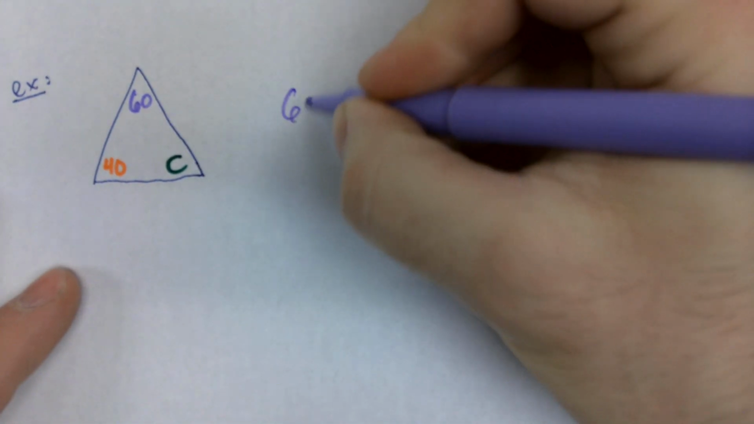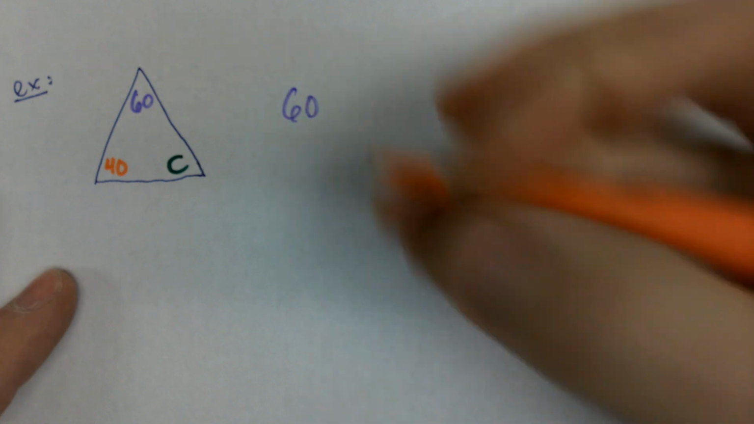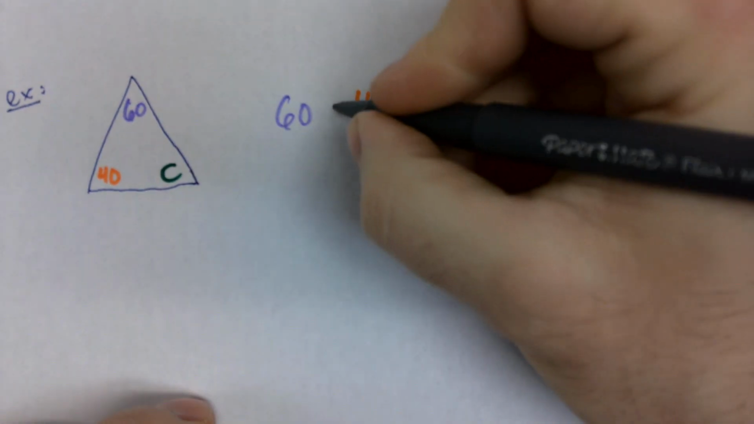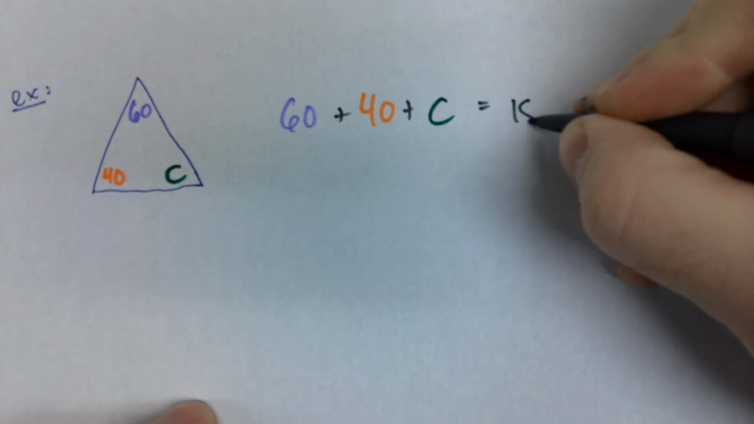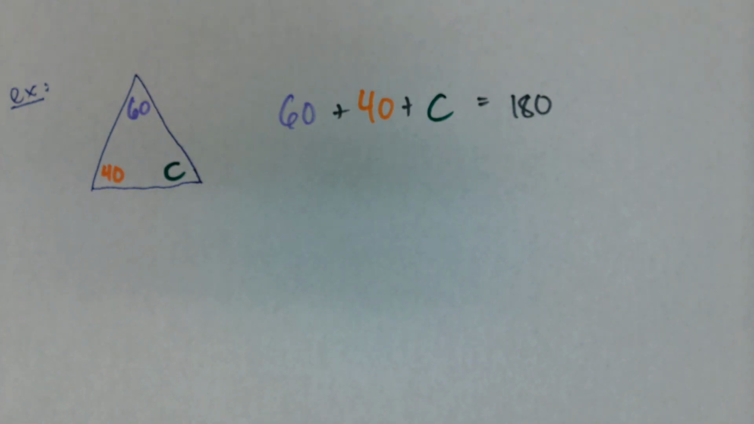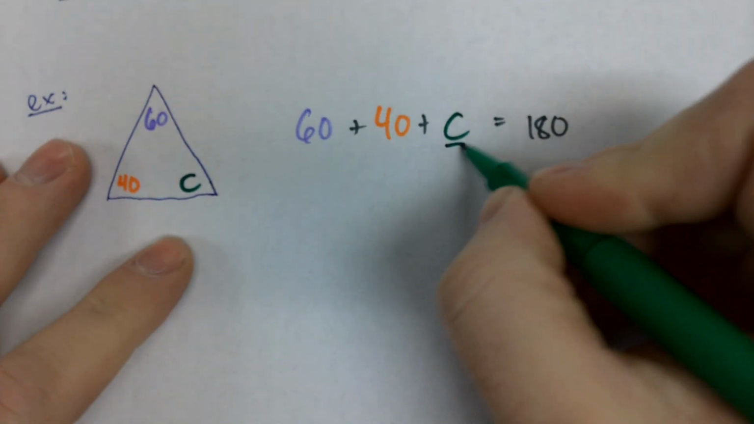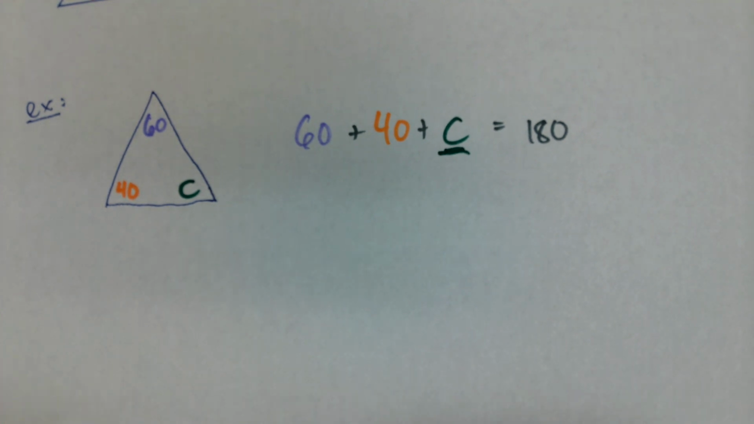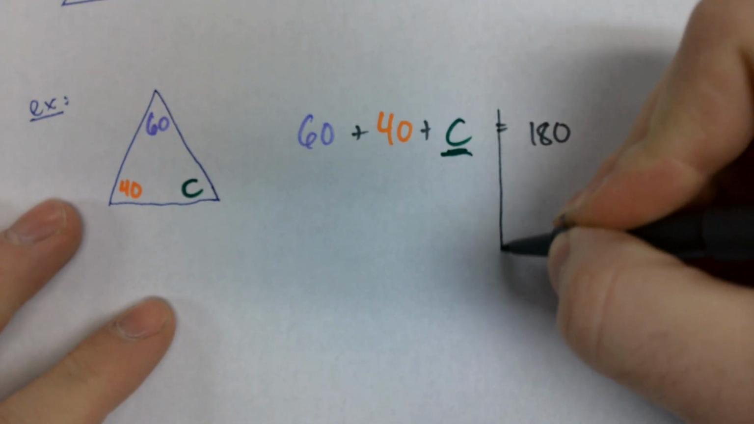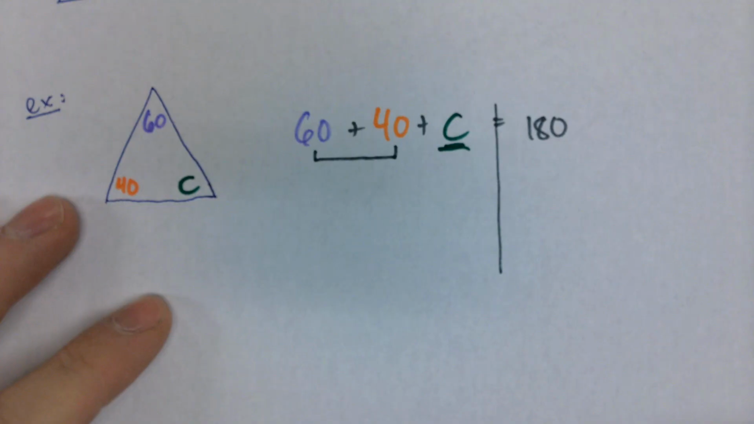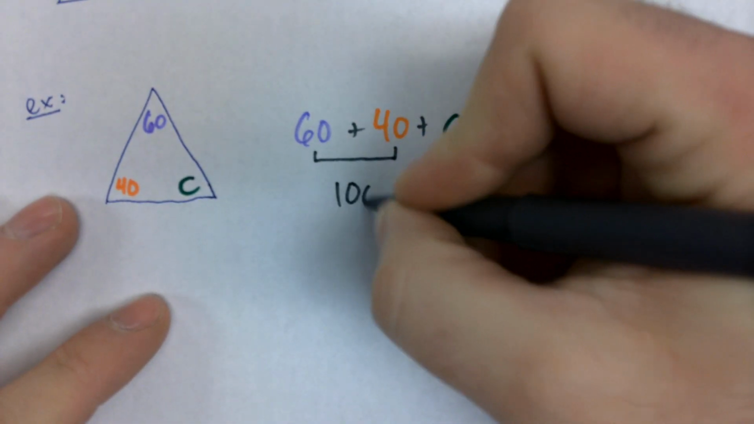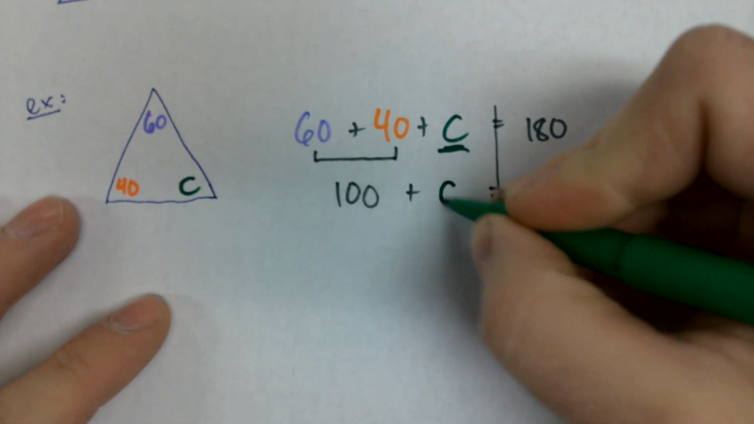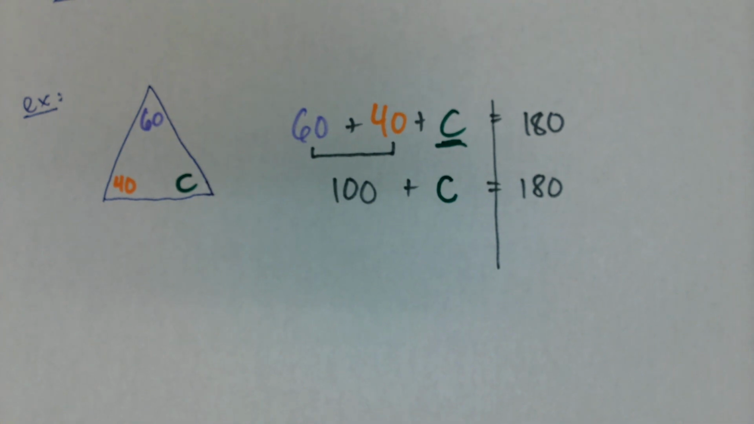All we have to do is take angle A plus angle B plus angle C, add those together, set it equal to 180. And now what we're going to do is go ahead and solve for C. So the first thing that we want to do if we want to solve for C is combine like terms here on the left-hand side. 60 plus 40, we can combine those to make 100. So we get 100 plus C equals 180.